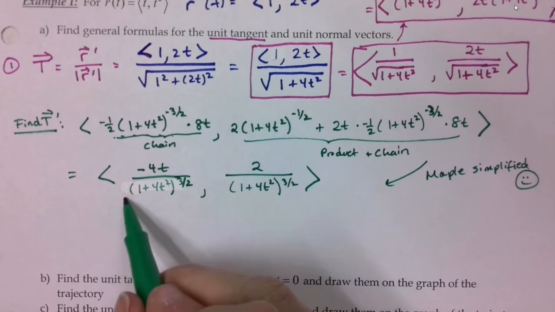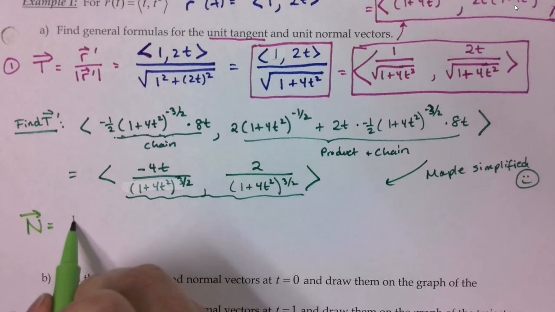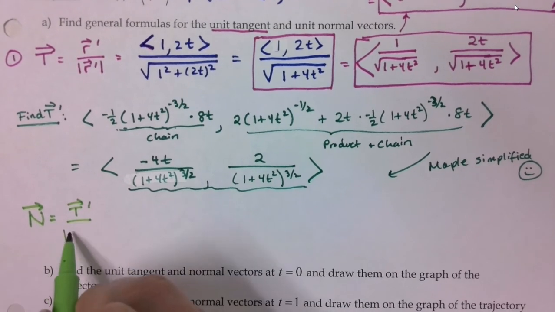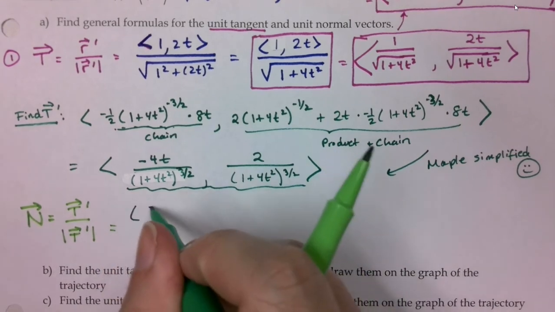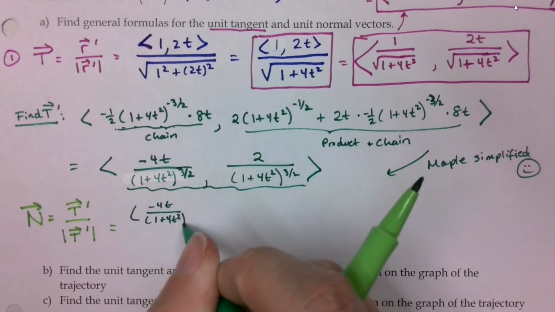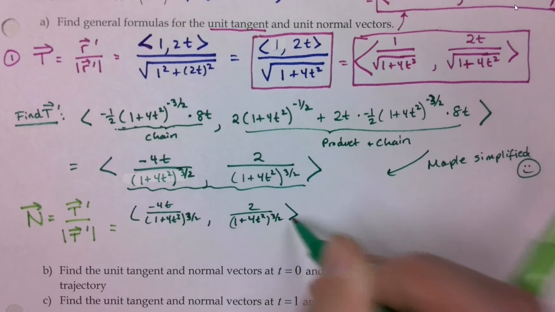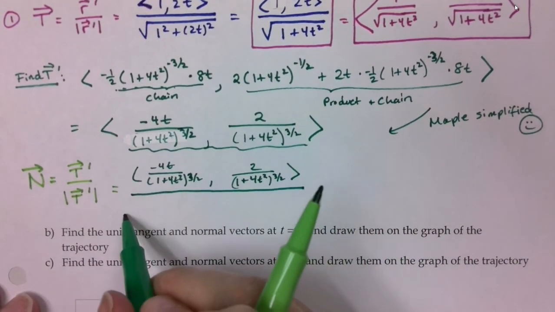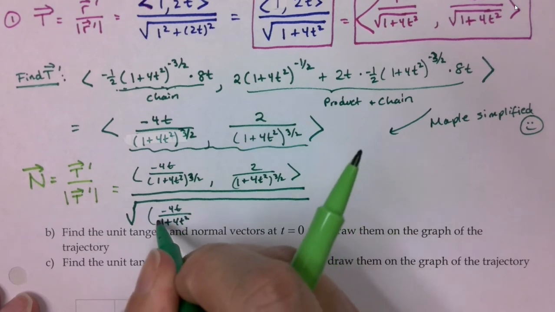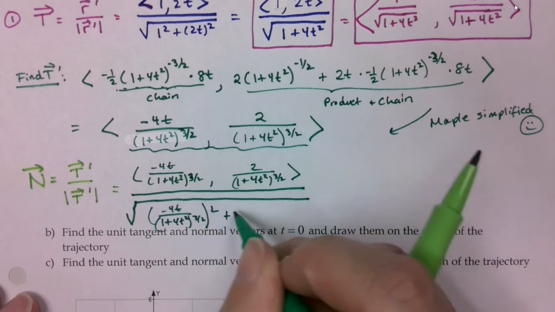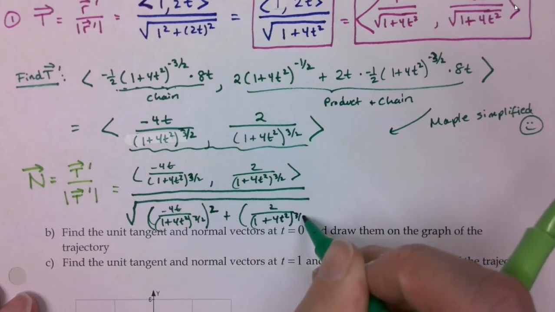Okay, well, that's not my answer. That's just T prime. The normal vector, which is what I'm actually looking for, is equal to T prime divided by the magnitude of T prime, which would be that negative 4t over 1 plus 4t squared to the 3/2, and then 2 over 1 plus 4t squared to the 3/2. And then you would divide it by its magnitude. So you take the square root of each of these things squared. So it'd be negative 4t over 1 plus 4t squared to the 3/2, all squared, plus 2 over 1 plus 4t squared to the 3/2, all squared.